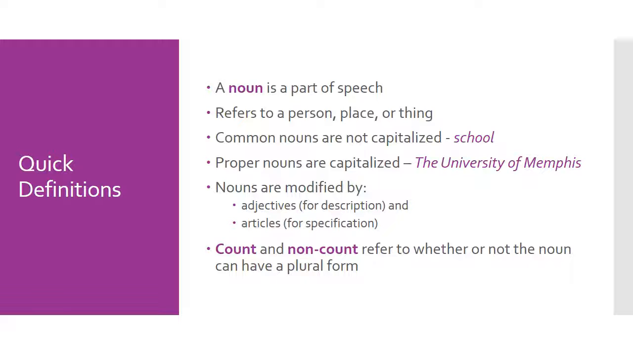Nouns are modified by adjectives and articles. Adjectives provide description, and articles specify which we're talking about. We can think of an article as a special kind of adjective, but we'll talk about this in a different lecture. Count and non-count refer to whether or not the noun itself can have a plural form. In other words, can we count it with numbers?